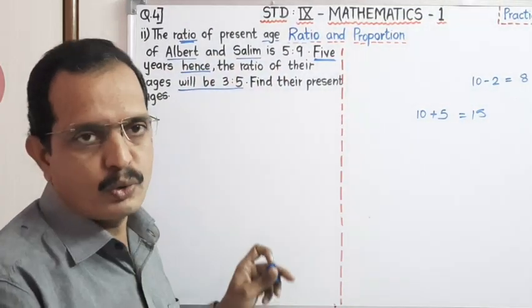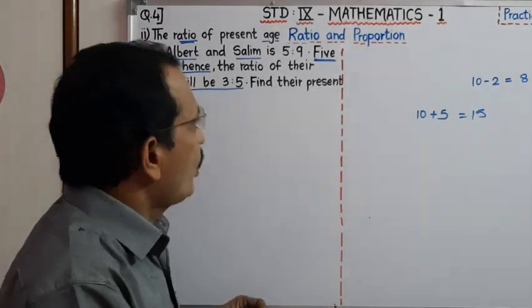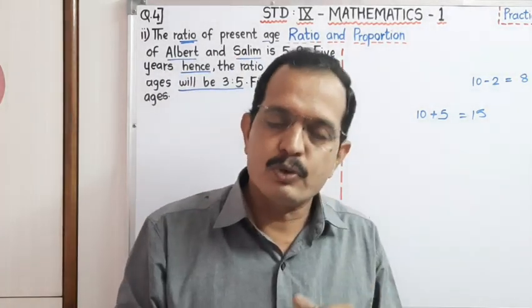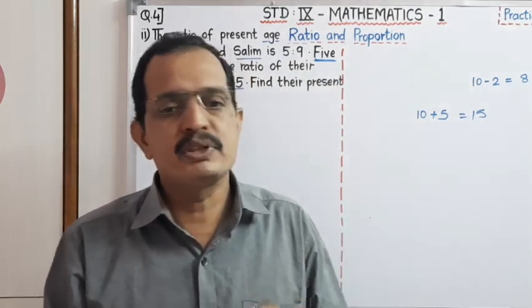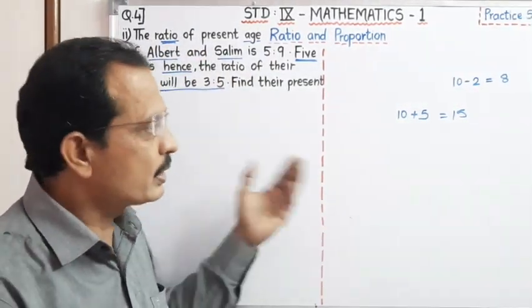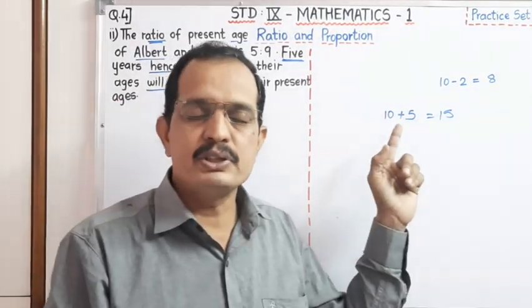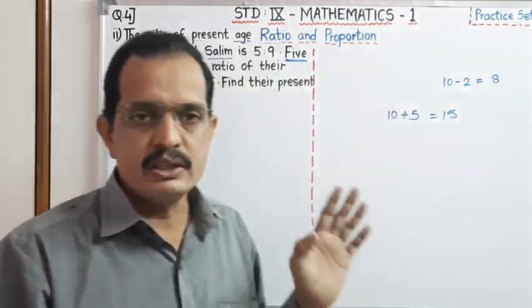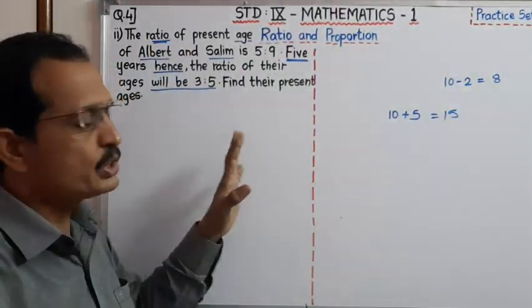That means if the word before is there, then we have to subtract that many years, and if the word hence or after is there, then we have to add that many years to the present age. This important information we must know.